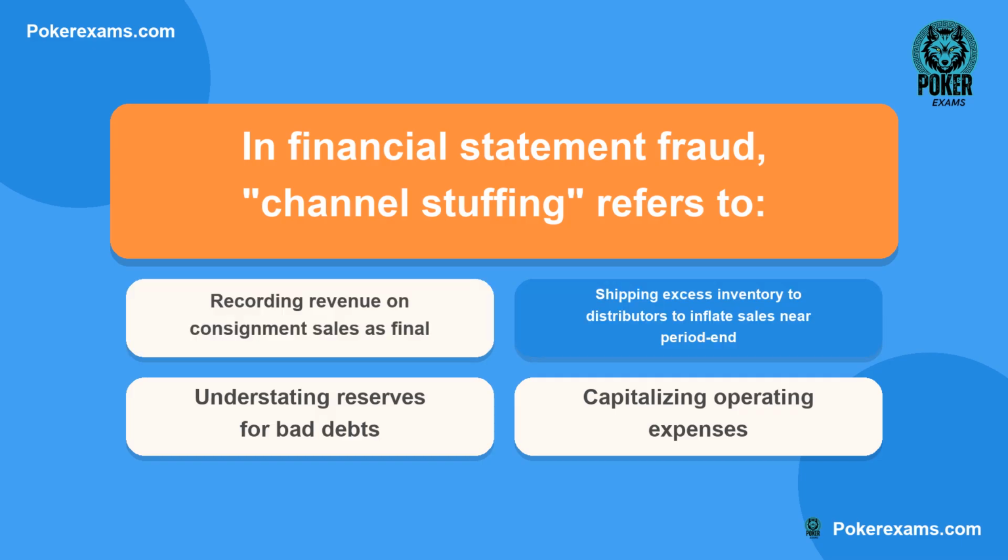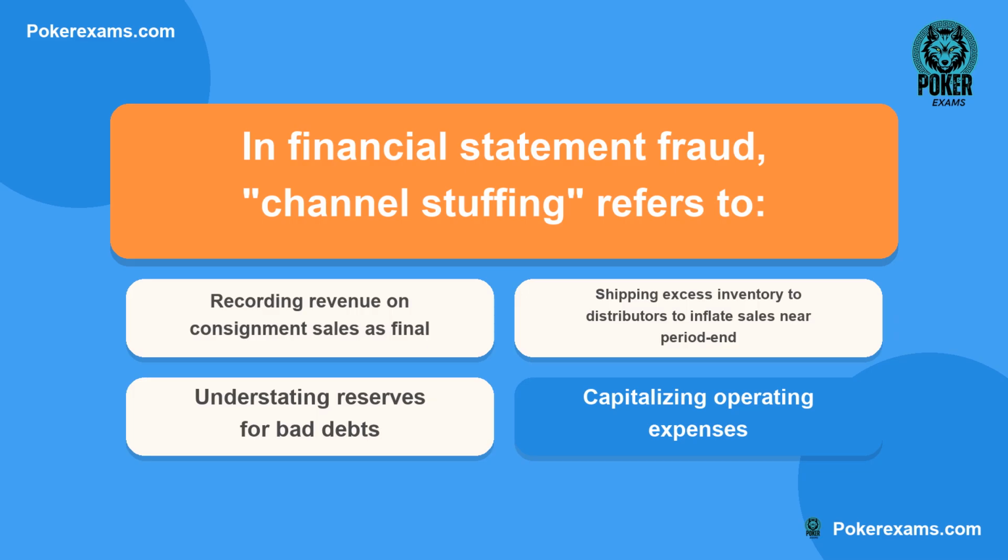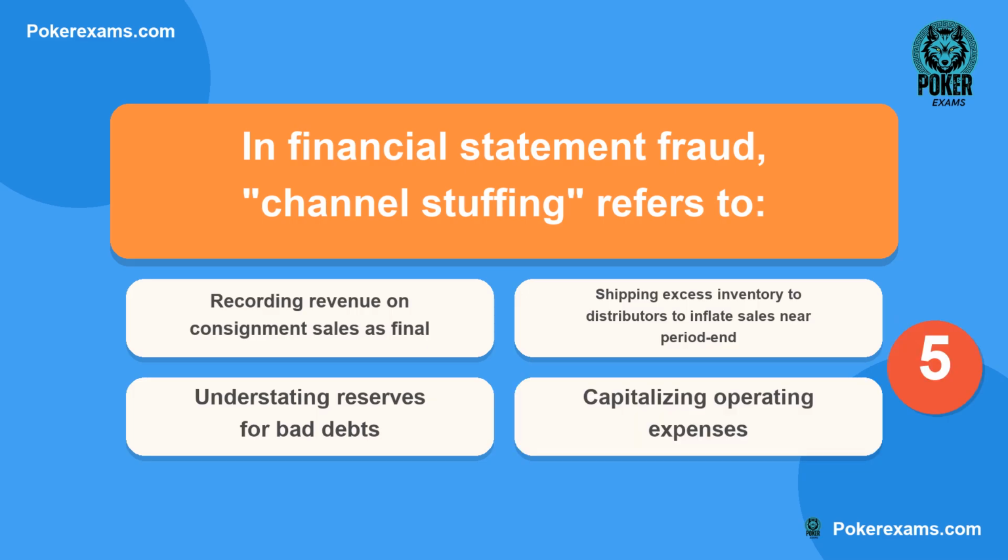Or B, shipping excess inventory to distributors to inflate sales near period end? Could it be C, understating reserves for bad debts? Or lastly D, capitalizing operating expenses?